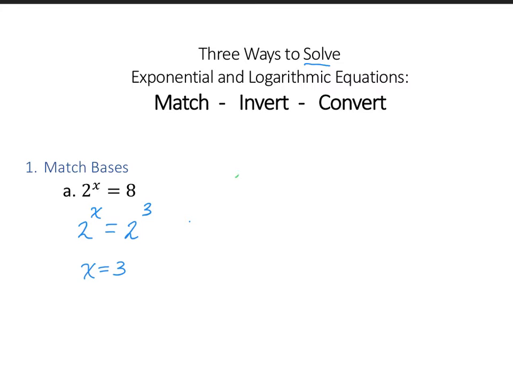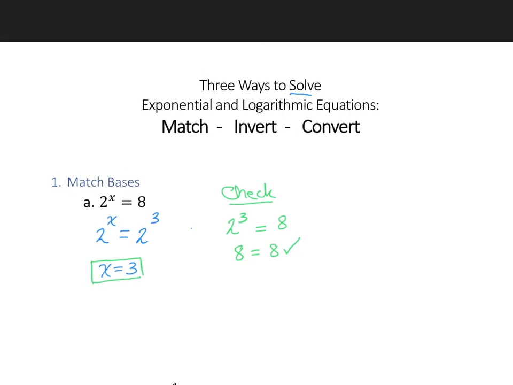Then we can check this so that we can understand if this makes sense. In our original equation, 2 to the power of x is supposed to equal 8, and we've said that x is equal to 3. So let's plug in 3 for x, and notice that we do get 8 equals 8, right? So this is the correct answer. So that's the first type, that's matching bases.